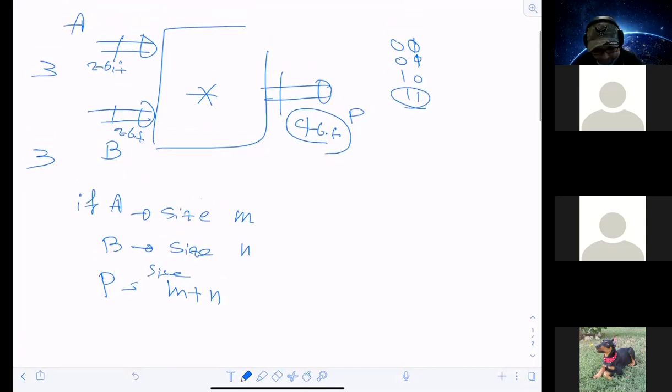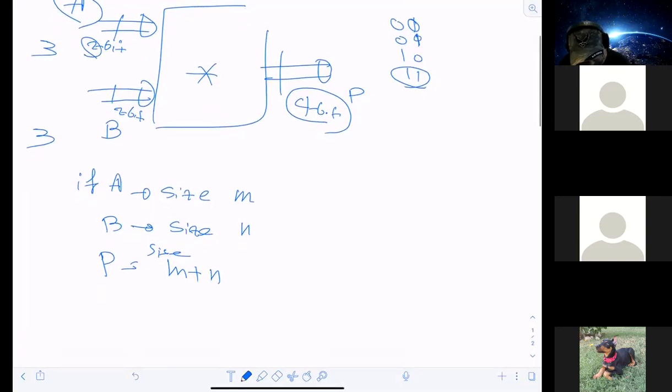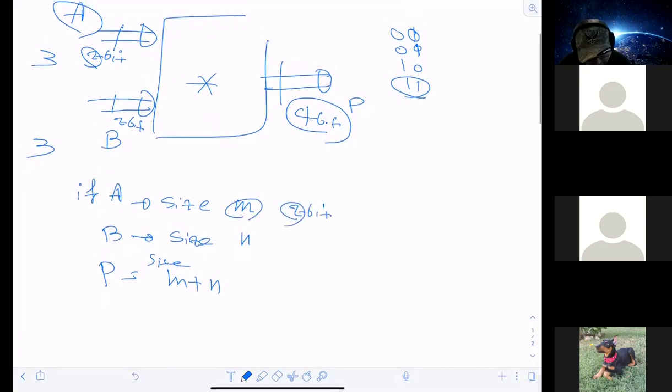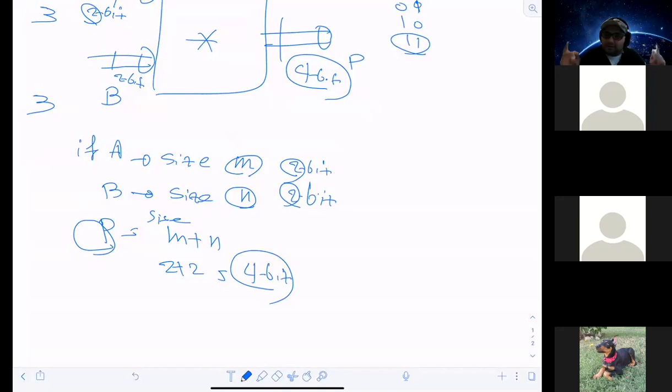Here A is 2-bit, so in this case M is 2. B is 2-bit, so N is 2 as well. So P has size 2 plus 2, which is 4-bit. Oh, that's it? Yeah, that makes sense. Okay, so let's build the design.